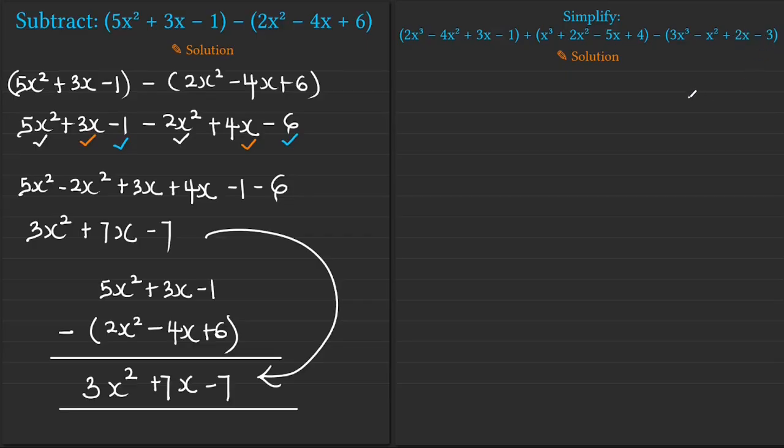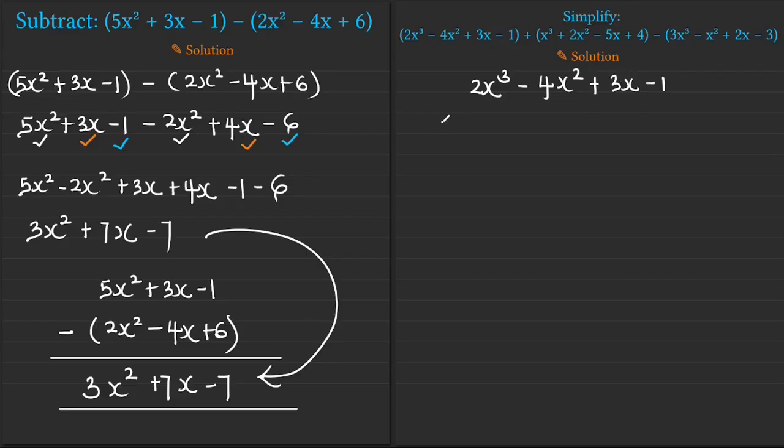This time around, let's use this first method, that is the vertical column method first. Then we continue with the other one so that you can do your necessary comparison. So for the first one, we have 2x cubed, then minus the 4x squared plus 3x minus 1. The coefficient we have here is just 1, so there's no need putting it in a bracket.